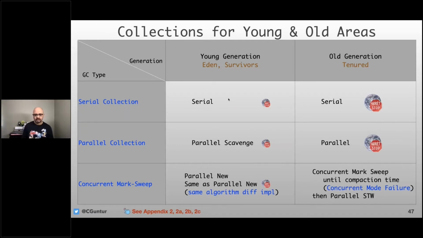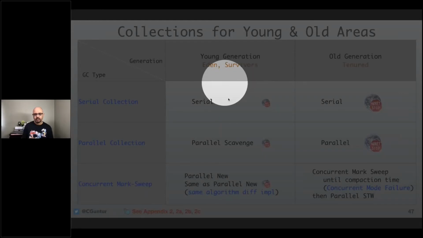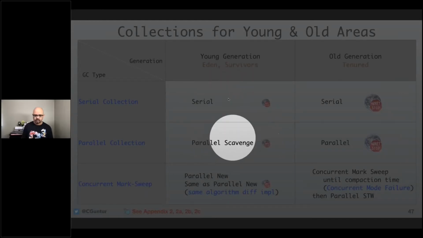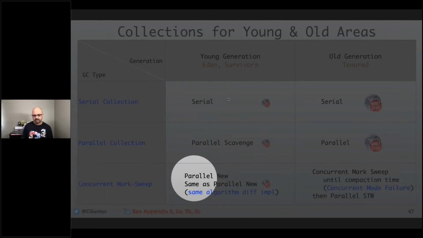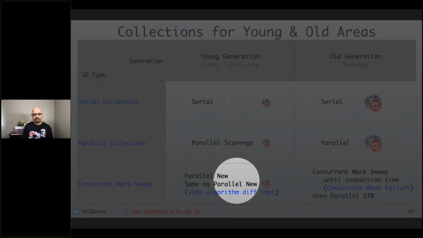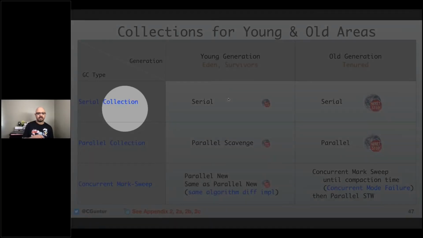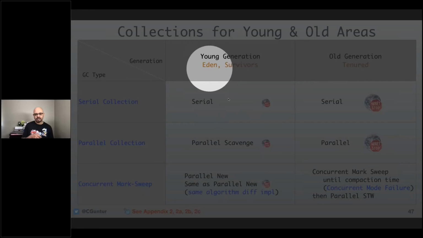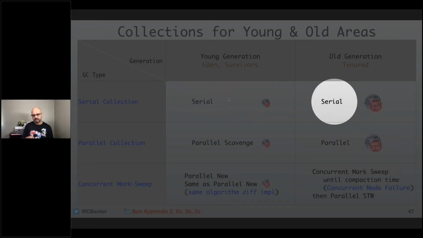So for the young generation, that is the Eden and the survivors, you can either have a serial garbage collector, you can have a parallel garbage collector, it's called parallel scavenge, and there is a concurrent mark sweep garbage collector where you can use a parallel new. So the GC type is either called serial, parallel, or concurrent mark sweep, which implies that for the young generation, I do serial, and for the old generation, I do serial. It's a stop the world in both cases.